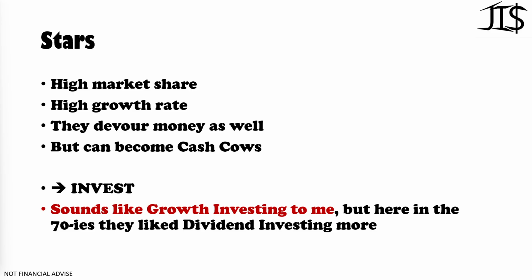So eventually, if you have a star and it reaches maturity, then it can become a cash cow, which is giving out dividends, with a higher growth rate at first, but then later on in its life cycle, it's a true dividend cash cow, like for example Nestle. And in the 60s, 70s, they liked dividend investing more because it was just more the time for enjoying dividends on the stock market.